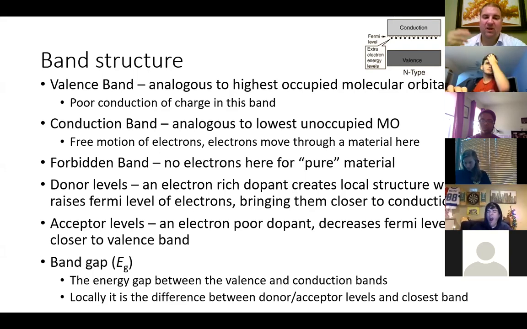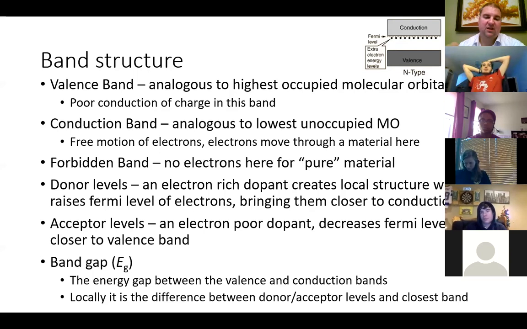If you dope in an electron-poor dopant, this could be an acceptor instead of a donor. This is going to decrease the Fermi level. You're creating holes that are closer to the valence band. So again, you're effectively decreasing that energy gap. These electron-rich donors and electron-poor acceptors are generally referenced back to, say, silicon, okay? So silicon has four valence electrons. If you have more than four valence electrons, that's electron rich. If you have fewer than four valence electrons, that's electron poor, okay?